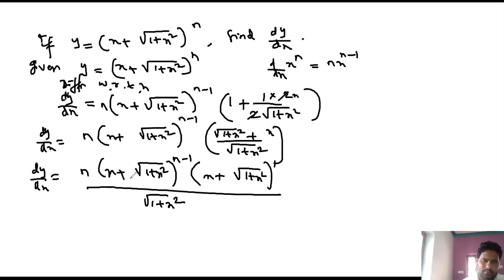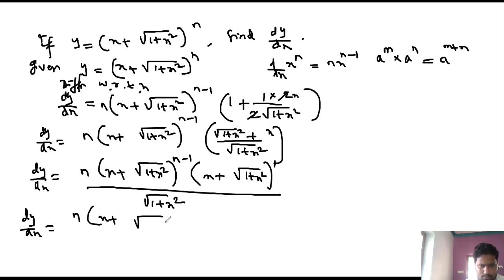So in the numerator, the base is the same, so we can apply a raised to m into a raised to n is equal to a raised to m plus n. So dy by dx is equal to n into (x plus square root of 1 plus x square) raised to n minus 1 plus 1. n minus 1 plus 1 is n, divided by square root of 1 plus x square.